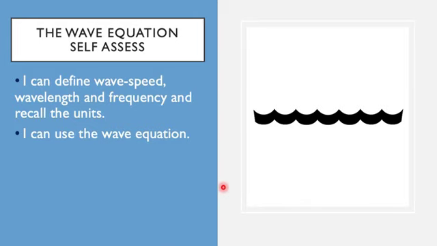So this is what you should be able to do by the end of this lesson. You should be able to define wave speed, wavelength and frequency, and be able to recall those units, and you should be able to use the wave equation.